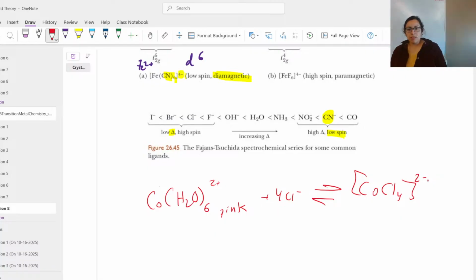So then we're given this species, so cobalt's still 2+, right? We haven't changed oxidation states, but we can look at what's driving our color.